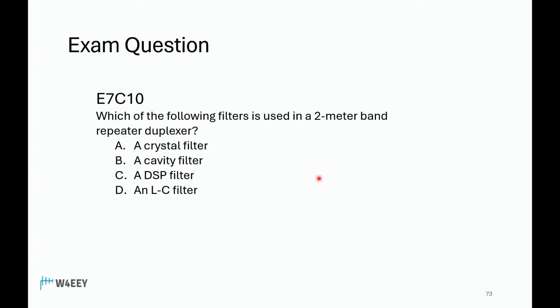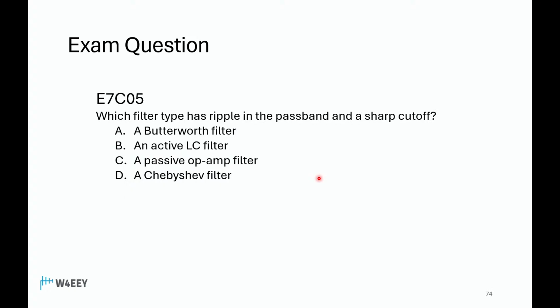Which of the following filters would be used in a 2 meter band repeater duplexer? Baker. Yep, cavity filter. Which filter type has ripple in the pass band and a sharp cutoff? Delta. Correct. Butterworth was very smooth. The only other one that they gave us was the Chebyshev, so that was relatively easy.